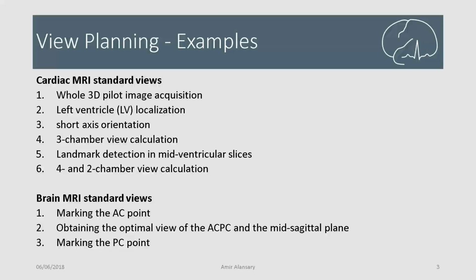For example, to define the standardized views in cardiac MRI, these steps can include first defining the whole 3D volume of the image acquisition, like a pilot, quick one, to know exactly where the heart is. Then define the left ventricle and then the short axis orientation, then the three-chamber view calculations and detect some landmarks in this view, then calculate the 2, 1, 4-chamber views.